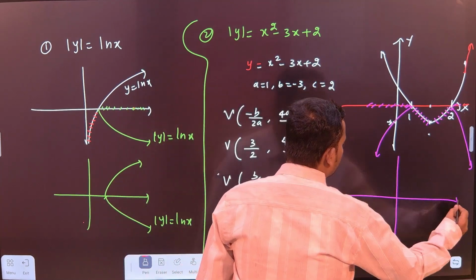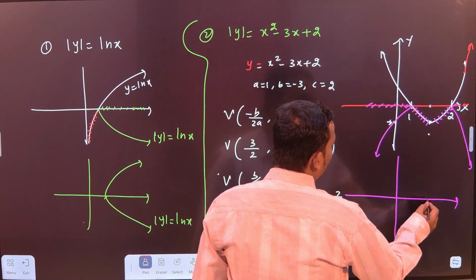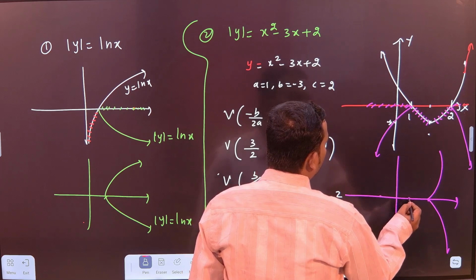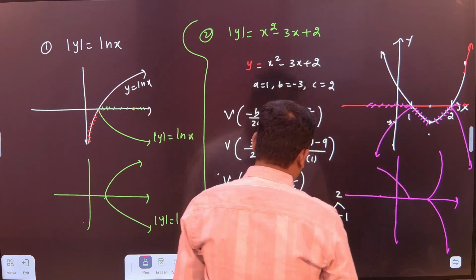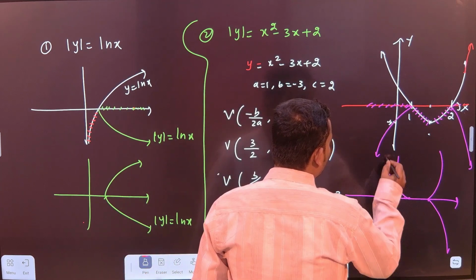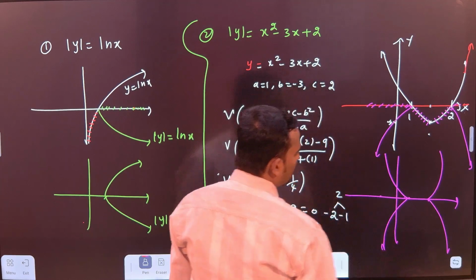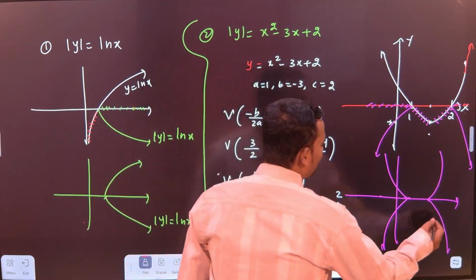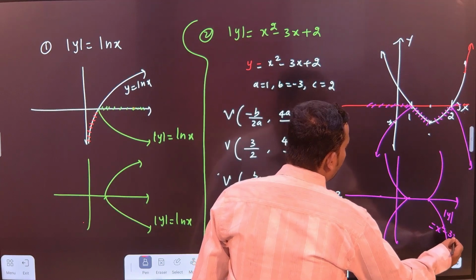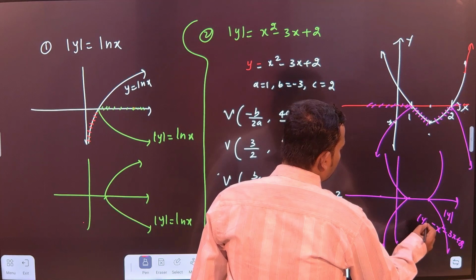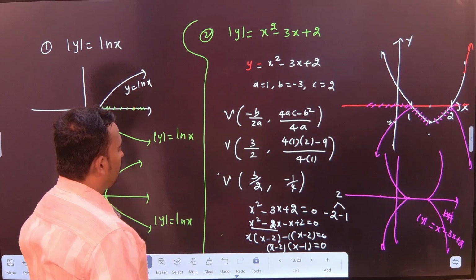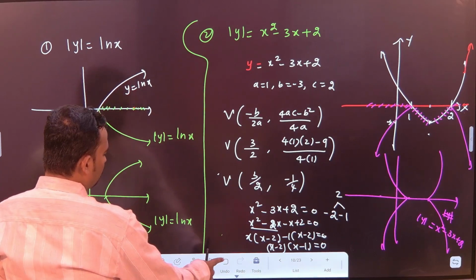So the graph is going like this now. You can see here the graph is going like this, right? The graph is going like this means this graph will be like this. Clear? This is a very interesting graph. This is mod y is equal to x square minus 3x plus 2. Understand? Okay, students. We'll continue with the next one.